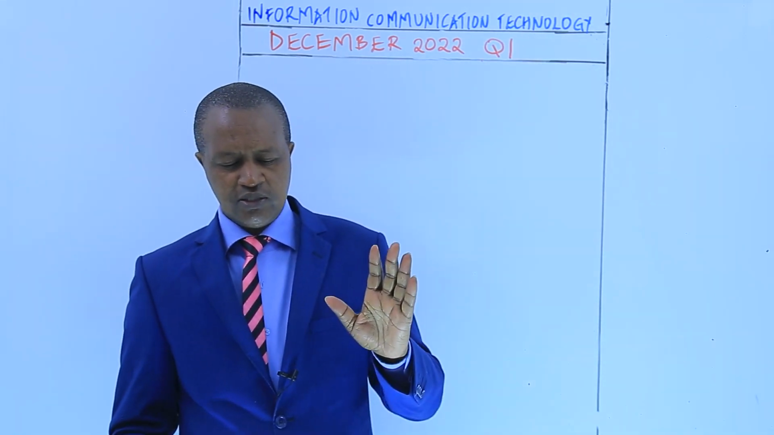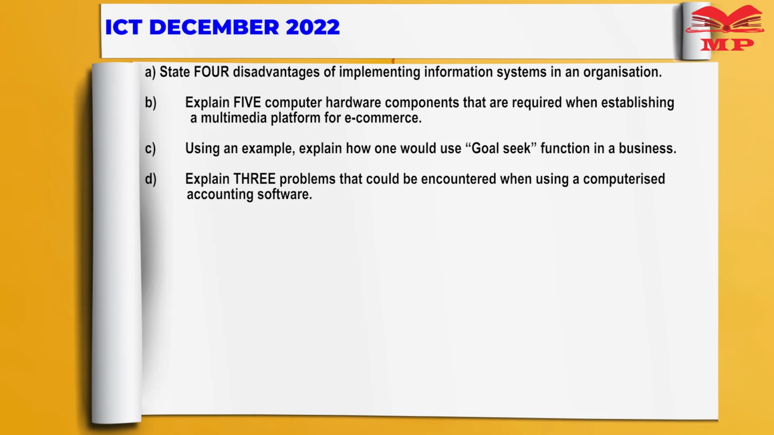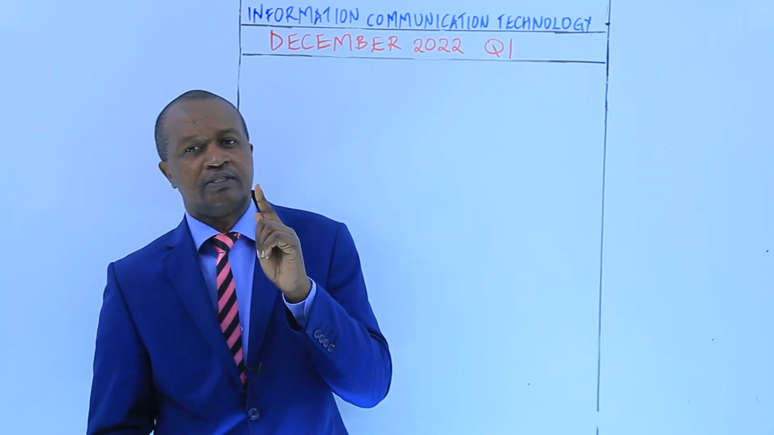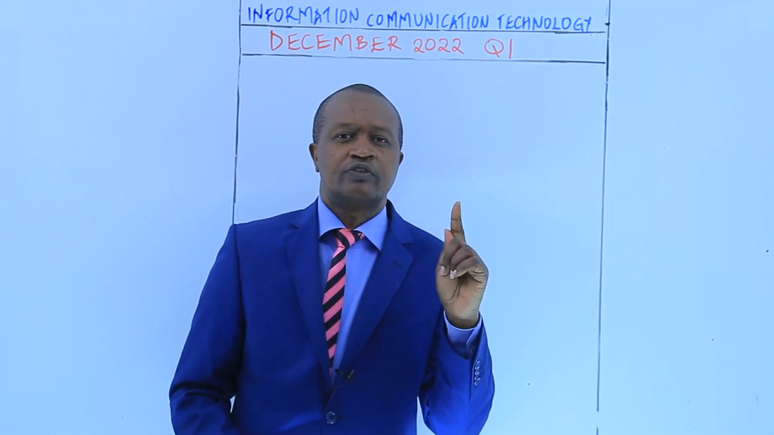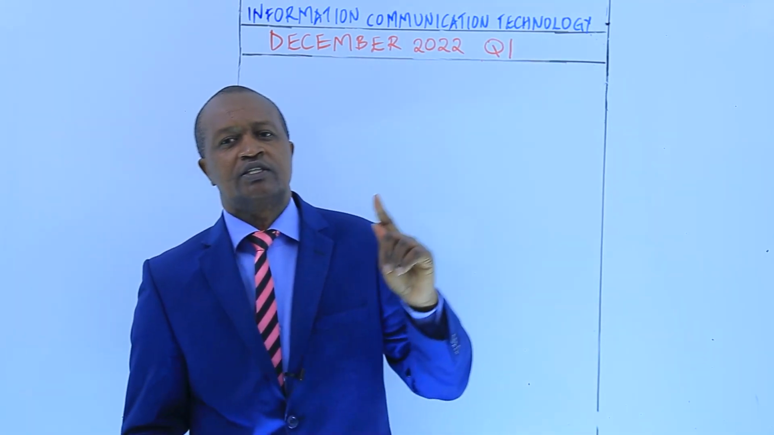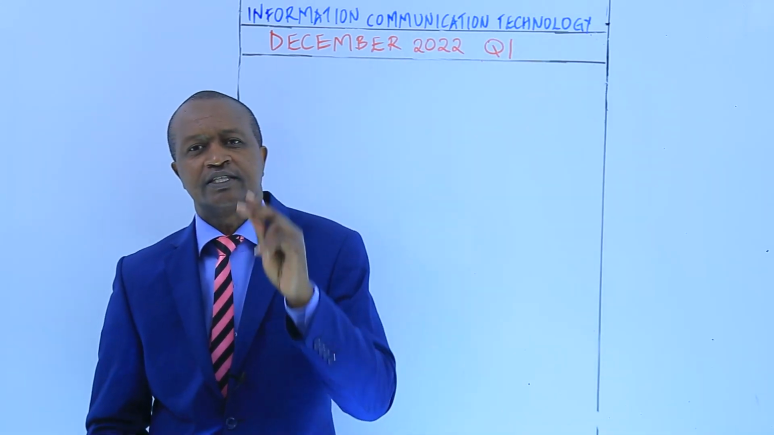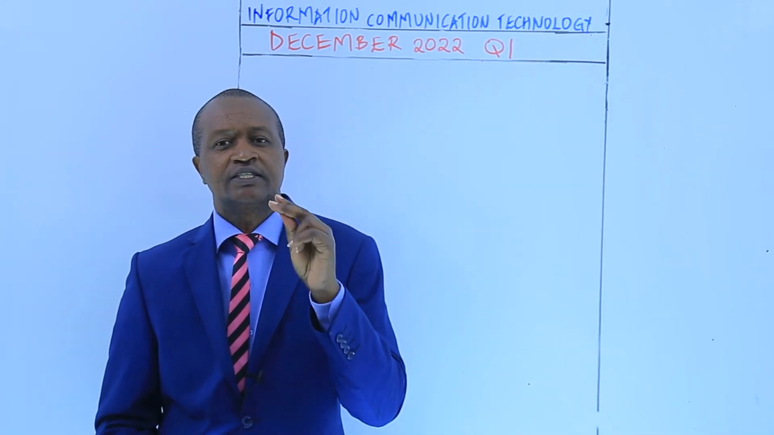Question 1 reads, A. State 4 disadvantages of implementing information systems in an organization. Disadvantages of implementing information systems in an organization. The first disadvantage is cost. All right? The cost for hardware, software, infrastructure, training, and so on. The second disadvantage is resistance to change.